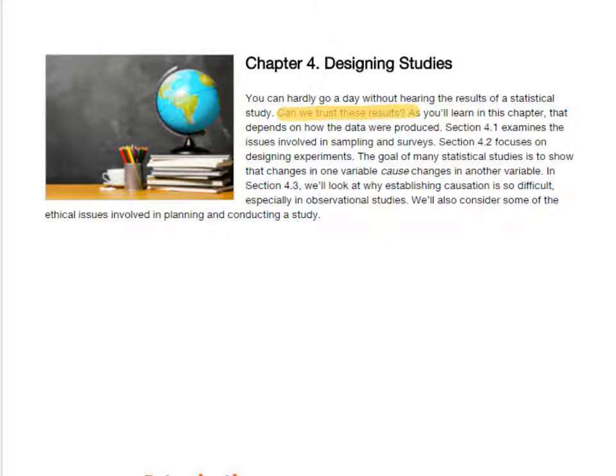So in section 4.1, we talk about how do you sample and how do you do surveys, what's good and what's bad about that. 4.2, how do you design an experiment? In 4.3, we really focus on what type of conclusions we can make based on observations and experiments.